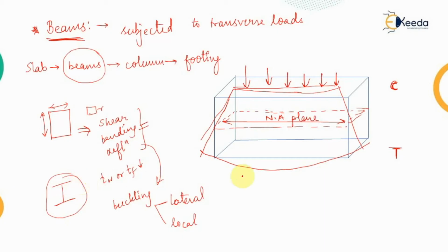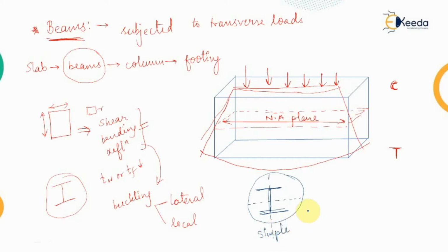Now to avoid this, we must have symmetry in the structure. So to have symmetry, we have different sections. Let's say this is one section that we have. In this we can see that this is one plane of symmetry and this is another plane of symmetry. Therefore in this type of section only simple bending will occur, in which the load is symmetrical or is applied in the plane of symmetry.